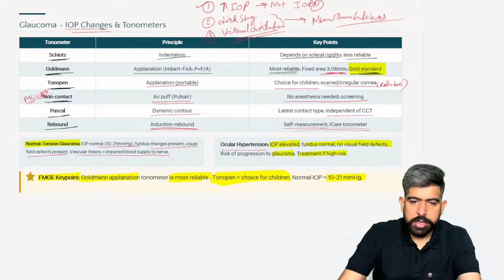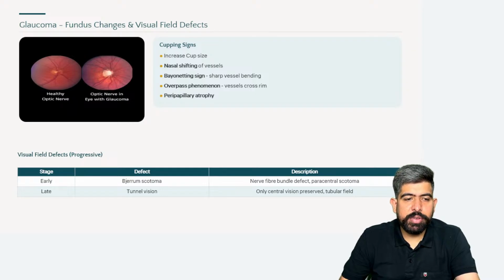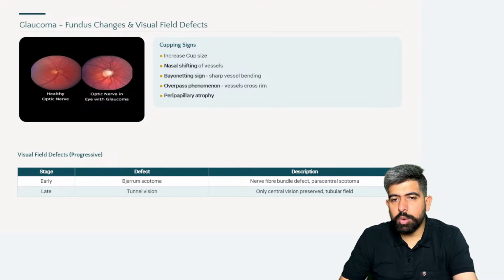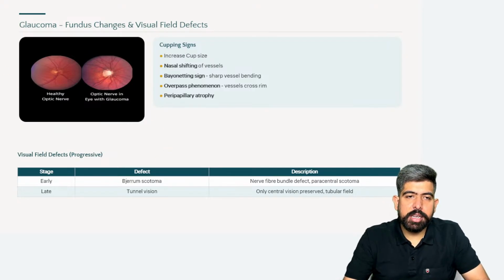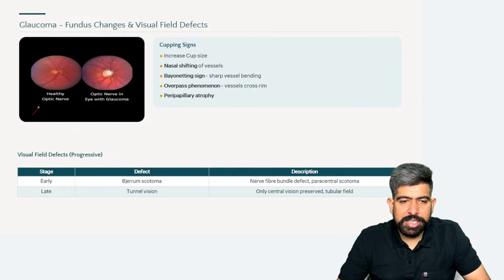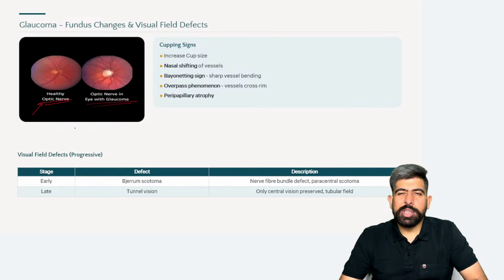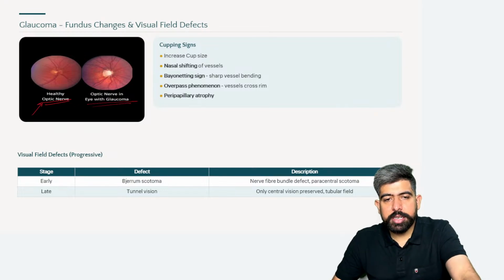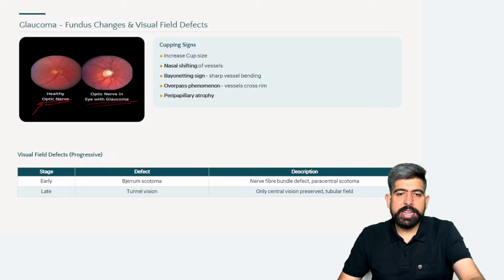Moving forward, what will be the fundus changes and the visual field changes seen in glaucoma? As we can see over there, this is the normal healthy optic nerve, or we can say the fundus, and this is the optic nerve of the eye with glaucoma. So you can compare the changes over there.